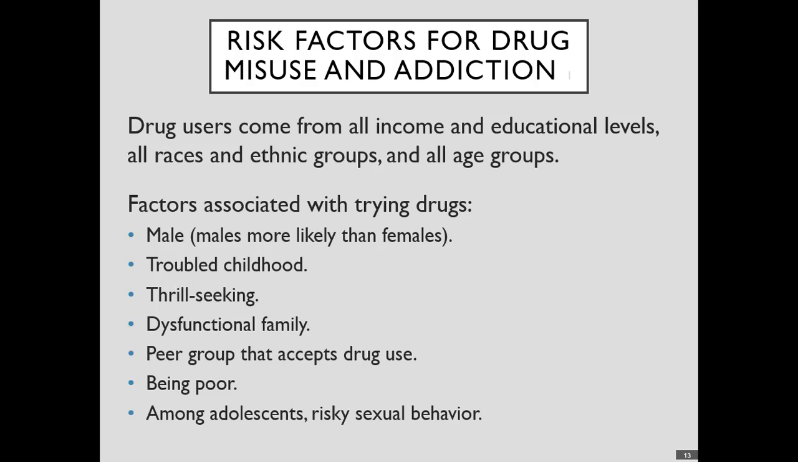So if someone has a dysfunctional family and a chaotic home life, they might be more likely to use drugs, especially if they experience parental abuse. This can increase the risk of drug use at a young age. A peer group that accepts drug use is another factor.